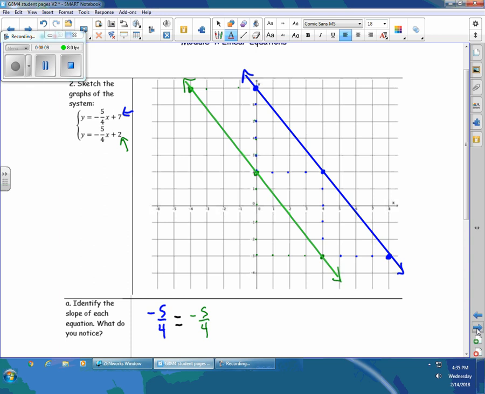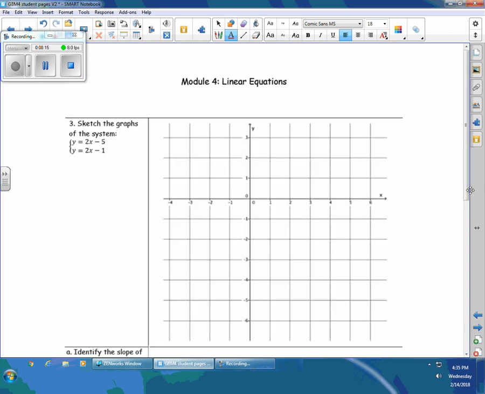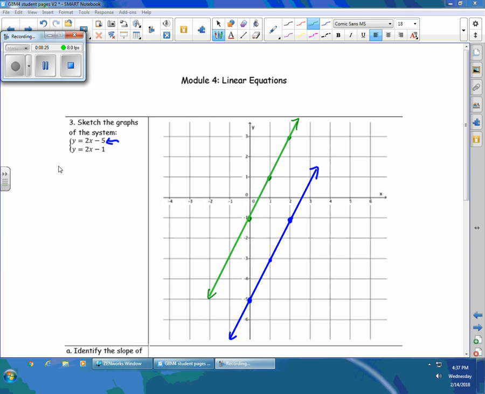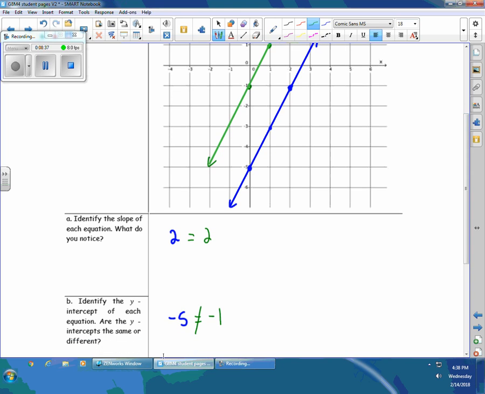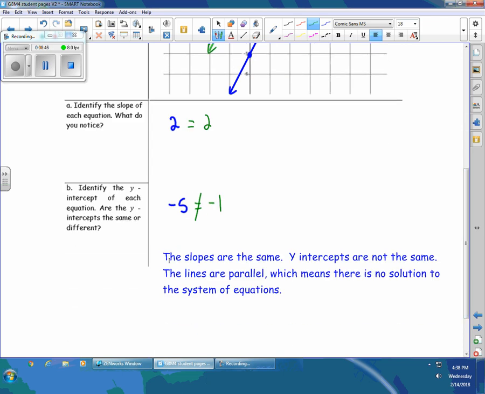You can go ahead and do number 3 on your own. Pause the video, and I will sketch the graphs, and then you can come back and check your work. So pause the video right now. Alrighty, check your graph. Your graph should look like mine. The slope of each equation, the blue line, I've got a slope of 2. The green line, I have a slope of 2. The y-intercept, the blue line, my y-intercept is at negative 5. The green line, my y-intercept is at negative 1. The slopes are the same. The y-intercepts are not the same. The lines are parallel, which means there is no solution to the system of equations.